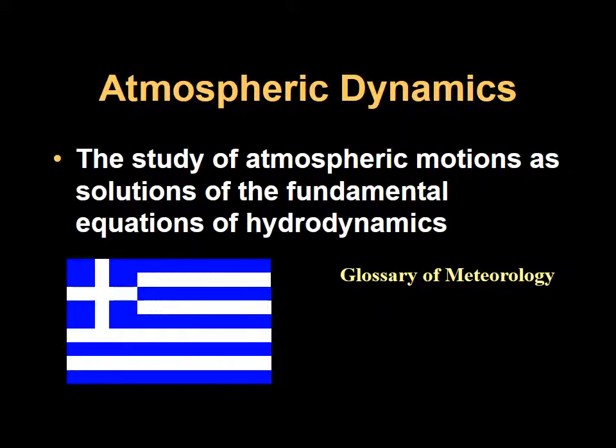By definition, if you look at the Glossary of Meteorology, it says that dynamic meteorology is looking at the motions of the atmosphere and trying to come up with equations that describe that. So you thought you had enough of equations already. Here they go. We're really getting into them now.